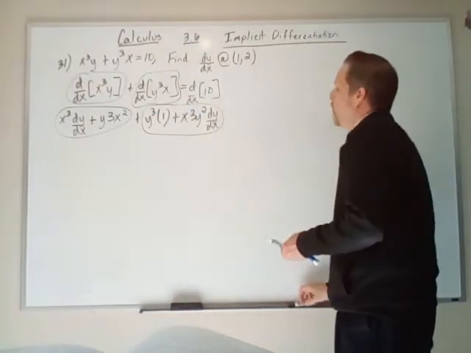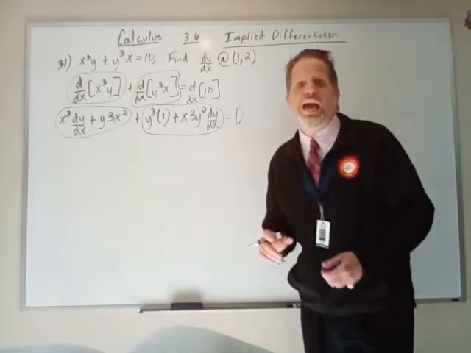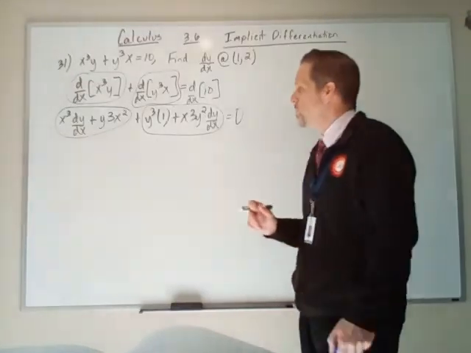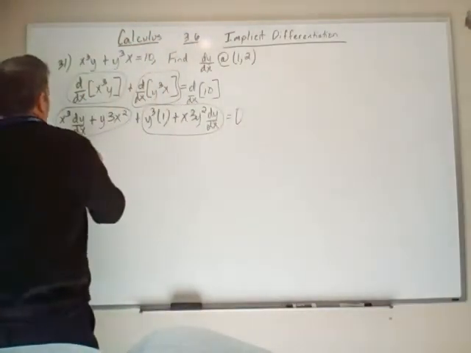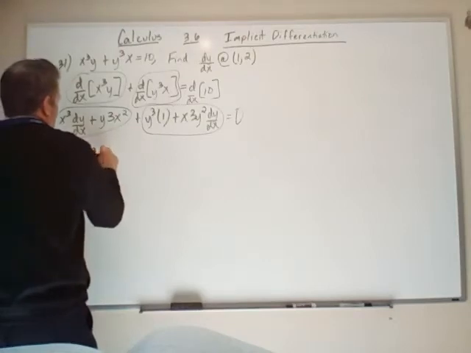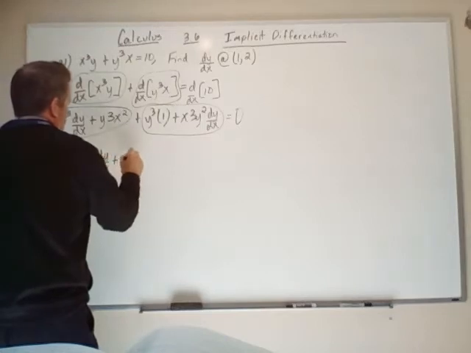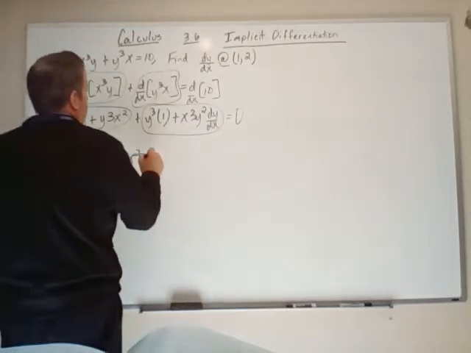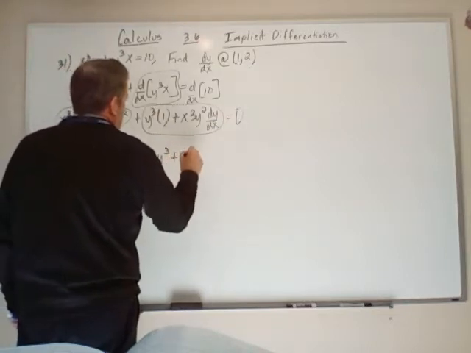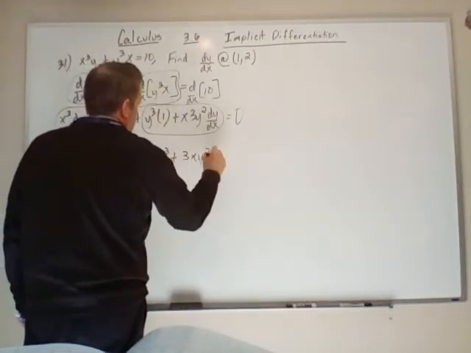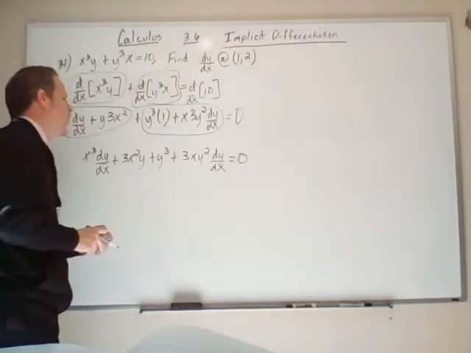Now, that equals the derivative of 10 with respect to x. The derivative of a constant is 0. So we end up with x cubed dy/dx plus 3x squared y plus y cubed plus 3xy squared dy/dx, and that equals 0.